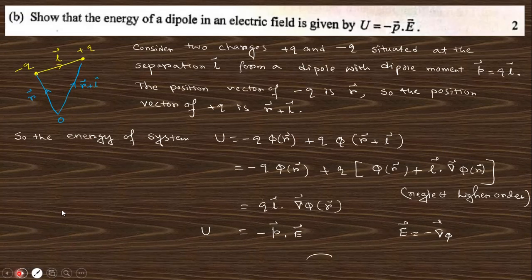Next question. The energy of a dipole in an electrostatic field will be like this. If you take the dipole with minus q at position r and plus q at r plus L, the energy will be charge times potential. So these charges with this potential, if you expand this in a Taylor series, you will get this one. Finally, grad phi is nothing but minus E. Clear? So you will get p dot E, minus p dot E.